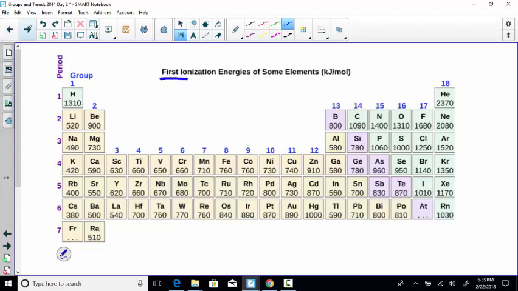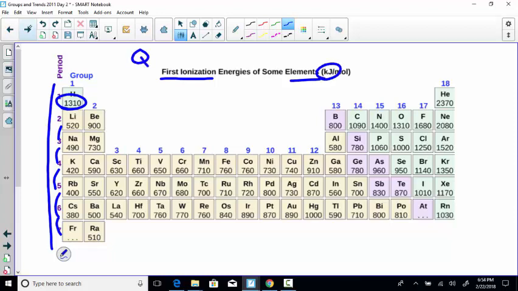Okay? Now, that is something that we can see when we look at actual numbers. So this is first ionization energies of some elements. And as I look down just group 1, you can see we start out 1,300, and as I go down the group, my ionization energy gets less and less. Don't worry so much about what the numbers are. These are all kilojoules. Okay? So the same thing that when we were dealing with Q equals mc delta T, we had joules as our units.